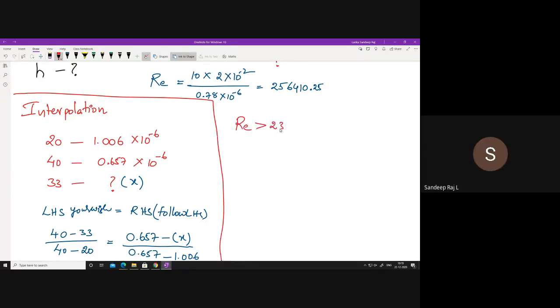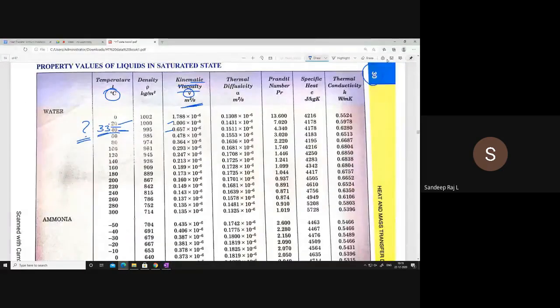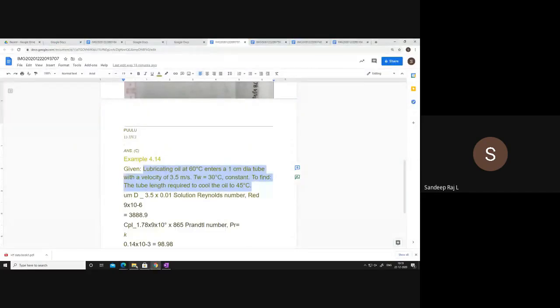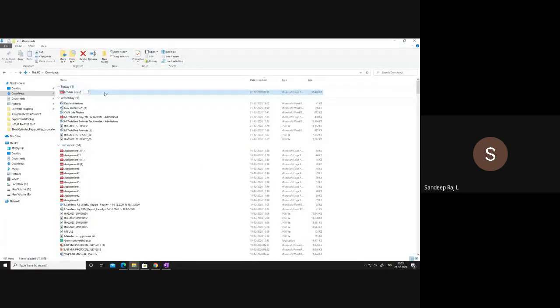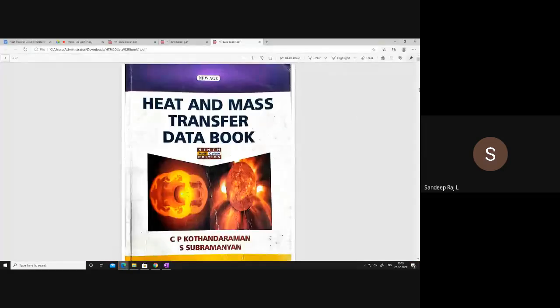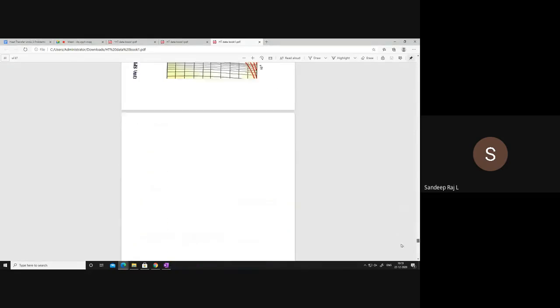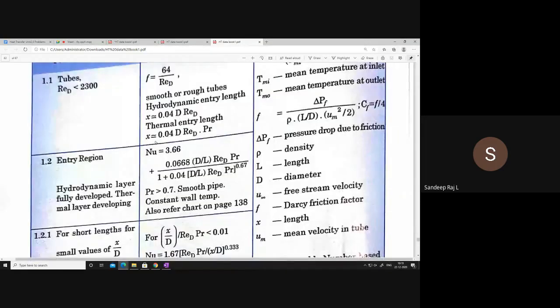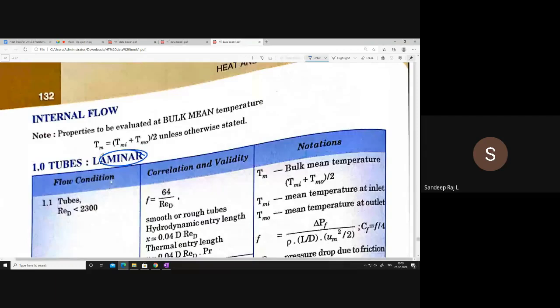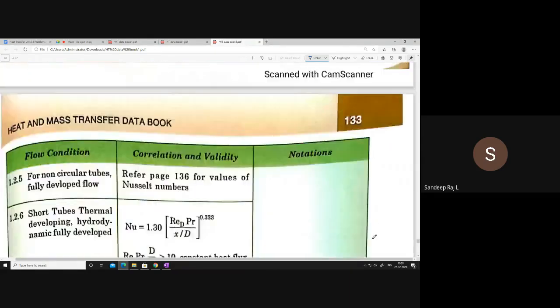RE is greater than 2300. What is the meaning of it? If RE is greater than 2300, move to your internal flow page. If you move to your internal flow page, you can see for laminar, he has written that the RE value is less than 2300. It is there in your data book. Okay. Next, let's move to the turbulent. It is on the other page.